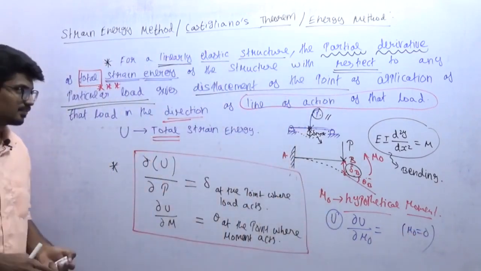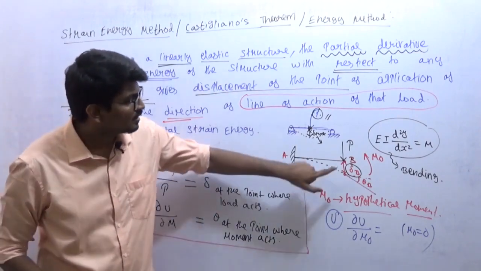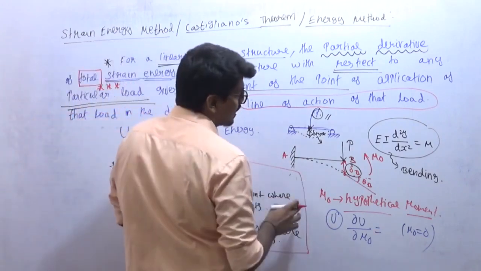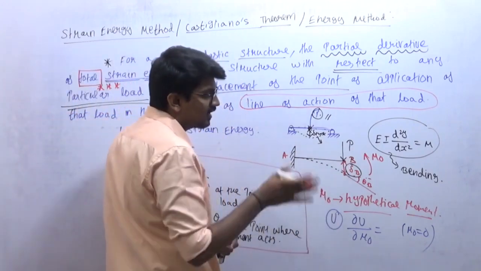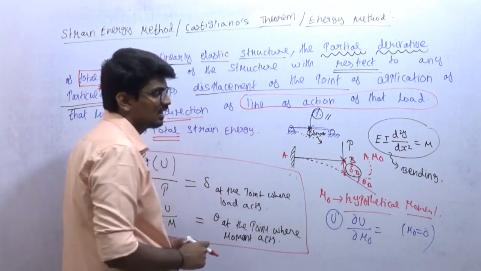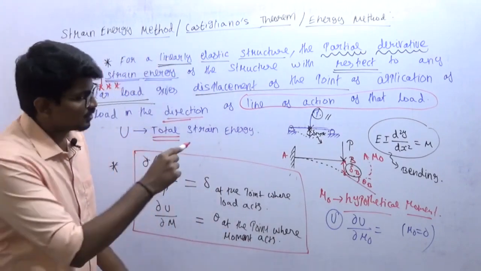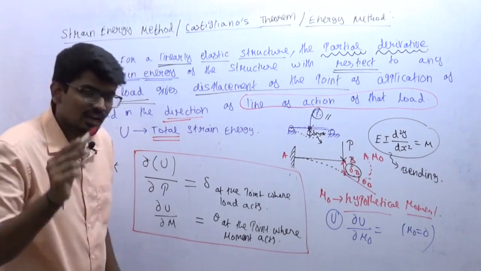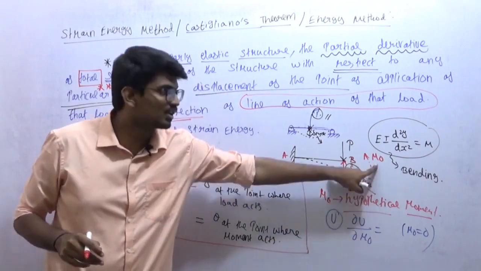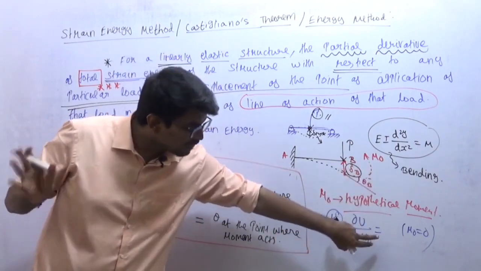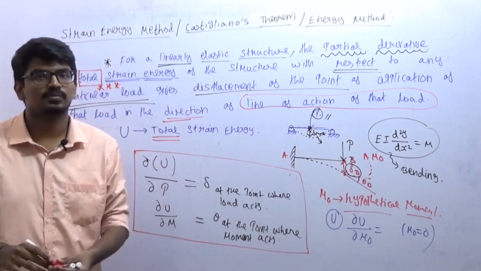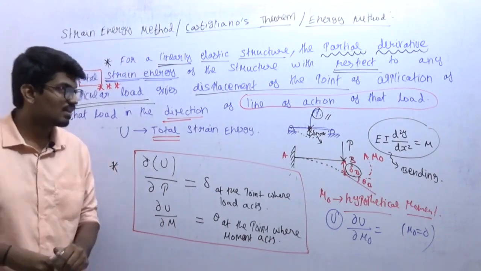Okay, listen carefully. If I want to find out slope at a point where there is no point moment acting, I need to introduce a hypothetical moment. Hypothetical moment generally will be represented with dotted lines. Okay. So I need to introduce a hypothetical moment. After introducing hypothetical moment, find out strain energy. Then differentiate with that moment only. Then after differentiating, equate all m naught to 0. That is, all hypothetical moments to 0. Okay. Now I hope you would have understood the theorem.